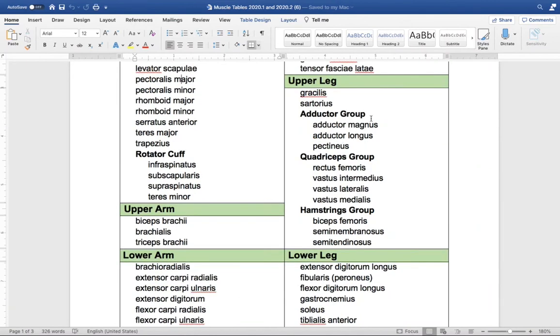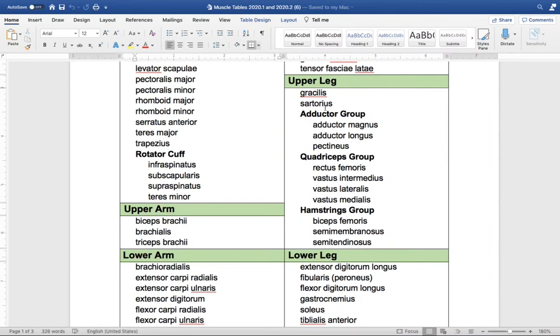Lastly, as we start to move down the leg, we'll find that there's quite a few groups that can be found on the upper leg, and we have 6 muscles that can be found on the lower leg. The upper leg in particular is separated into 3 groups: the adductor group, the quadriceps, and the hamstrings. The hamstrings are found posteriorly on the back side of the leg, and the quadriceps are found on the anterior side. The adductor groups, based on their name, tell us that these muscles are going to be found on the medial side of the leg.